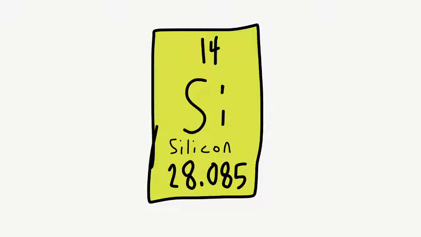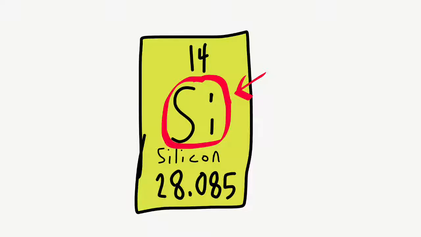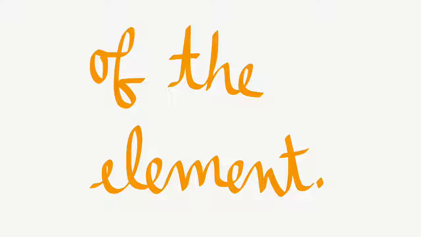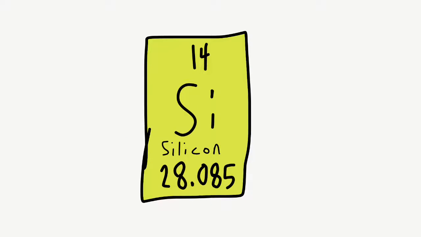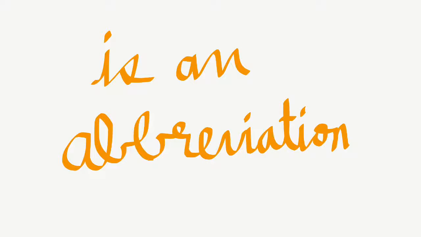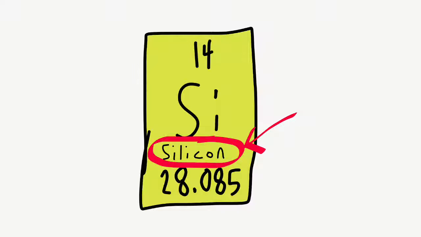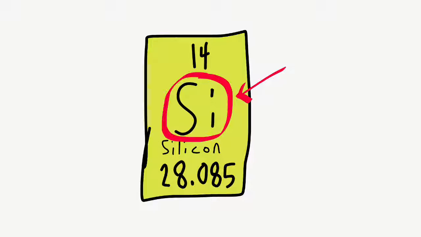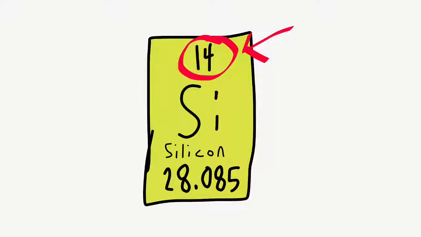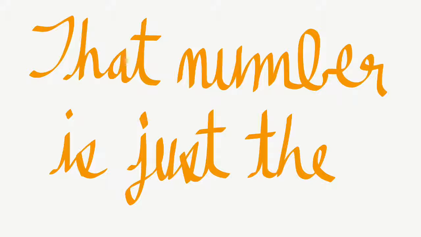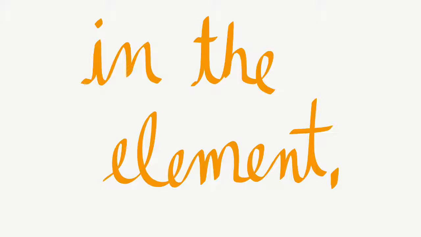Let's zoom in on a square. The big letters in the center are an abbreviation for the name of the element. For this square, the Si is an abbreviation for silicon. The actual name of the element is shown in tiny letters just below the abbreviation. At the top of the square, there's a number. That number is just the number of protons in the element.